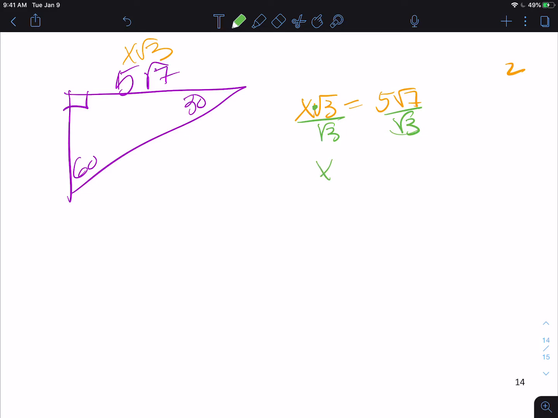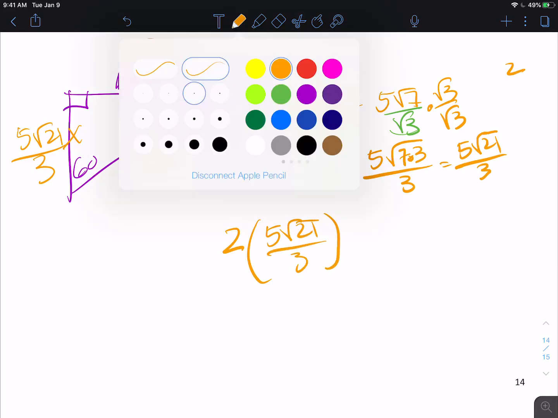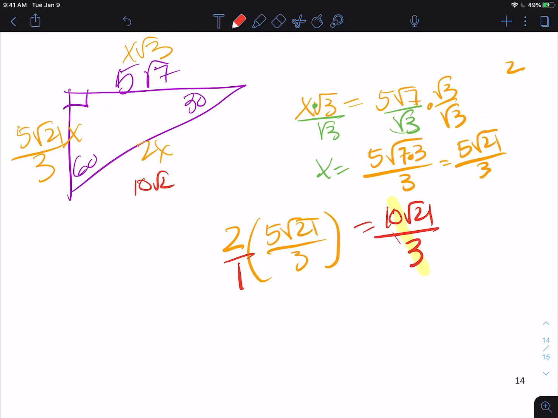If I divide by root 3 on the right side, that means I really need to rationalize, so I multiply by root 3 on top and bottom. So we end up with 5 root 7 times 3 over 3. Notice 7 and 3 are primes, so I can't pull anything out, and I get 5 root 21 over 3. That is our x value. To get to the hypotenuse, we need to do 2 times that amount. Remember that with fractions you do top times top over bottom times bottom, so I get 10 root 21 over 3. I look to see if I can reduce, and 10 over 3 I cannot, so that leaves me with my answer: 10 root 21 over 3.